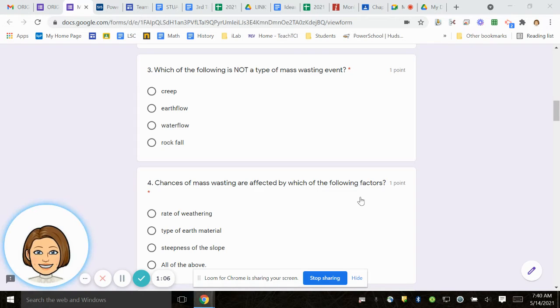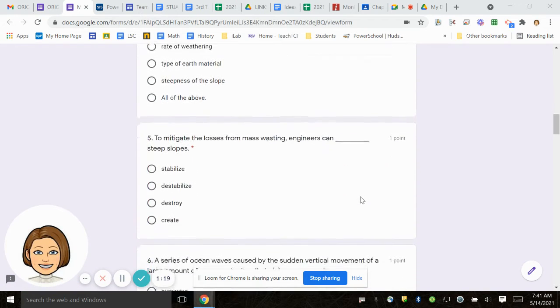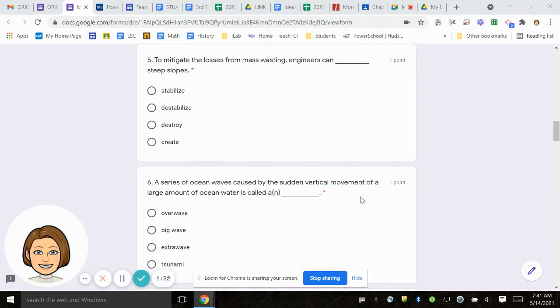Number 4. Chances of mass wasting are affected by which of the following factors? Rate of weathering, type of earth material, steepness of the slope, all of the above. Number 5. To mitigate or reduce the losses from mass wasting, engineers can blank steep slopes. Stabilize, destabilize, destroy, create.